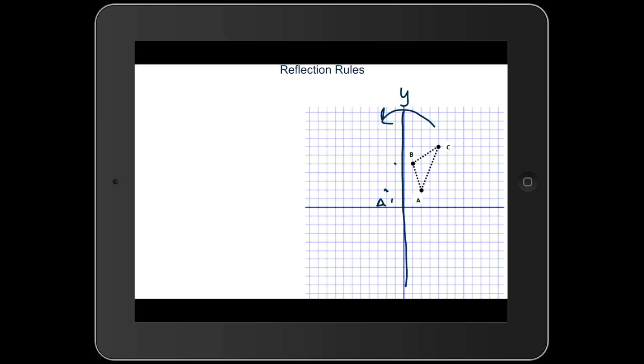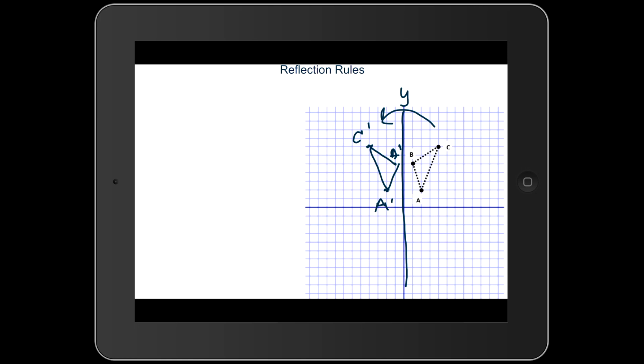A prime, this is B prime, and C prime is going to be right there. Okay, so I know that this here is my new triangle. But I have to write a rule. So I have to write a rule that takes that pre-image and makes it go to the image.